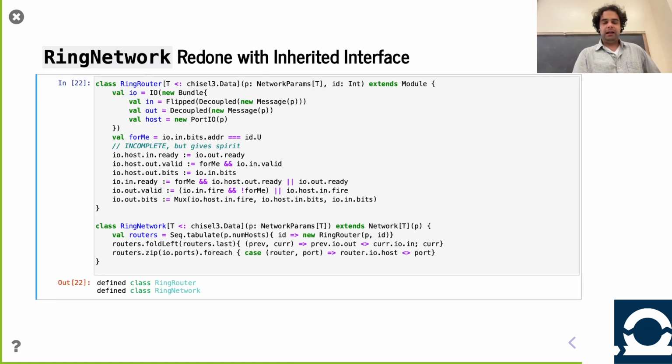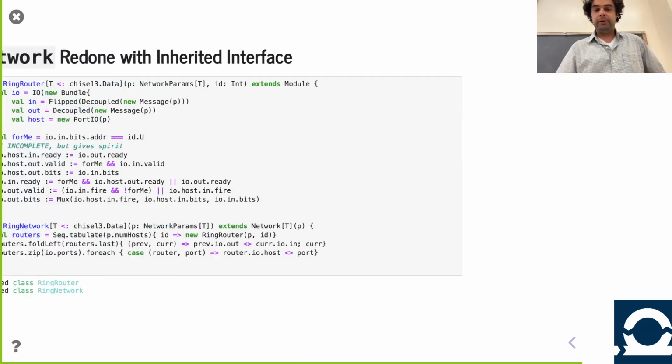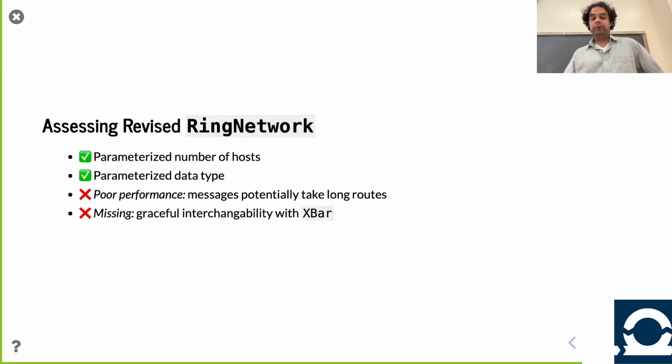So now all of a sudden we have a tiny library, right? We have a notion of a network, and a network can either be instantiated as a ring network or a crossbar. So how are we doing? Well, we've parameterized the number of hosts, cool. Parameterized data type, cool.